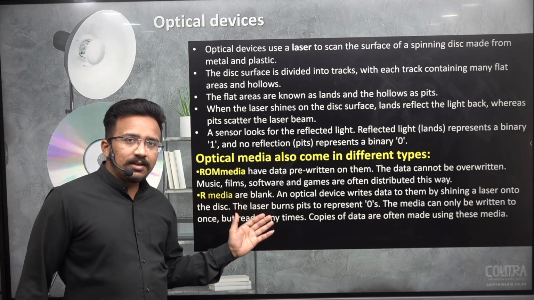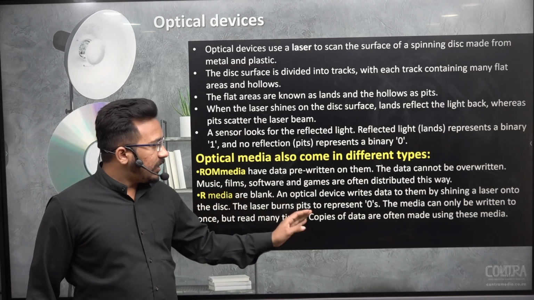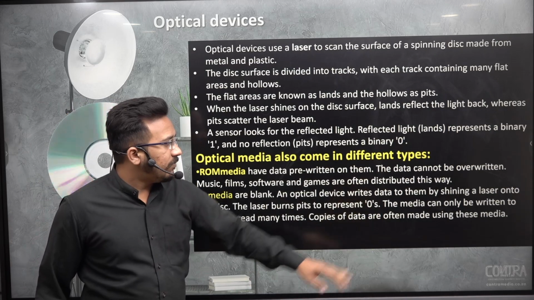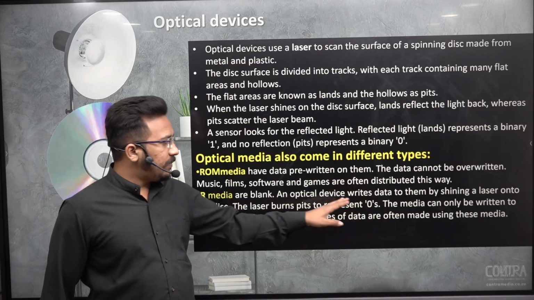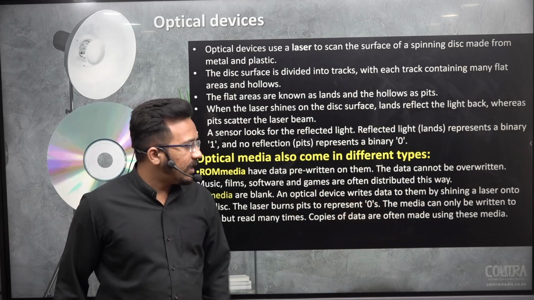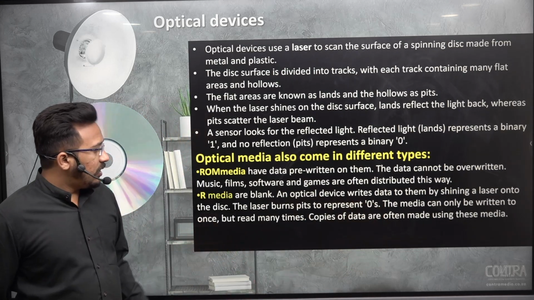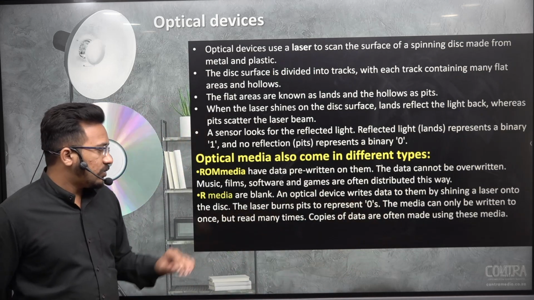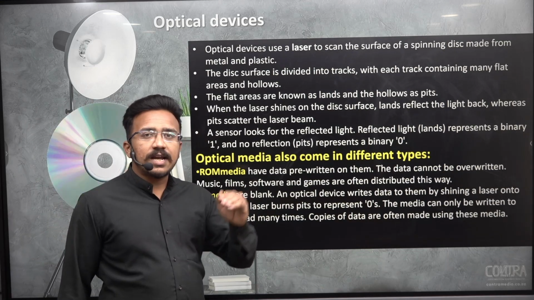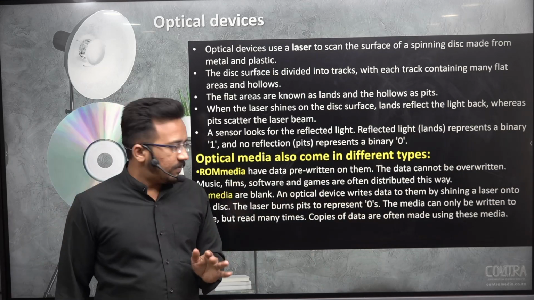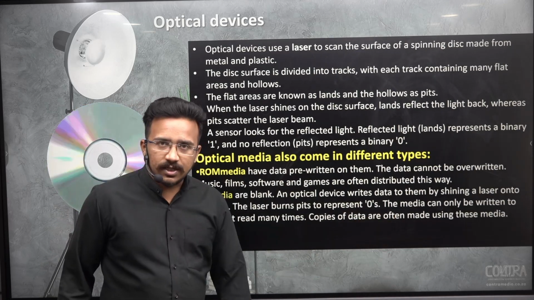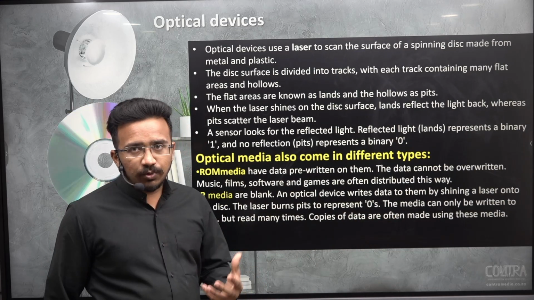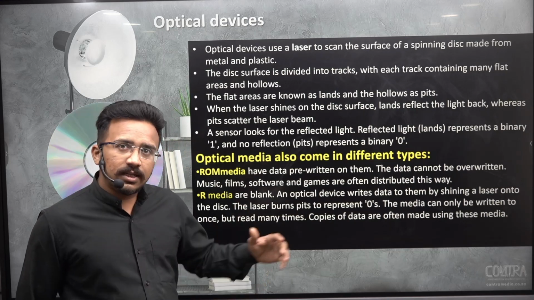Our media are the blank kind of disk. An optical device writes data to them by shining a laser onto the disk, and the laser burns a pit to represent 0. Media can only be written once but read many times. So with this you can write once, read many times. Copies of data are often made using this media. Generally a DVD of a movie will be in this form.